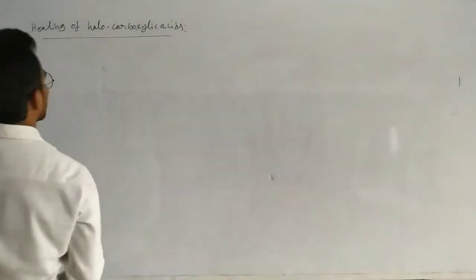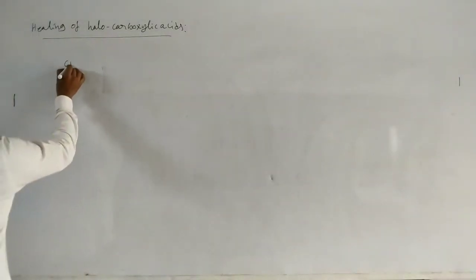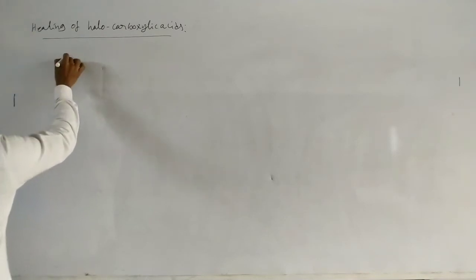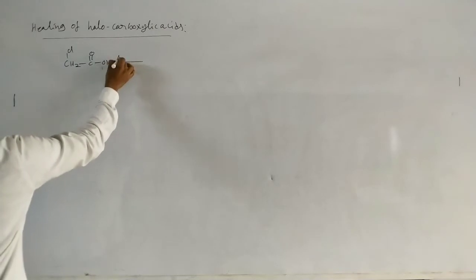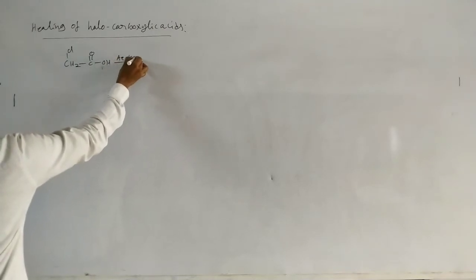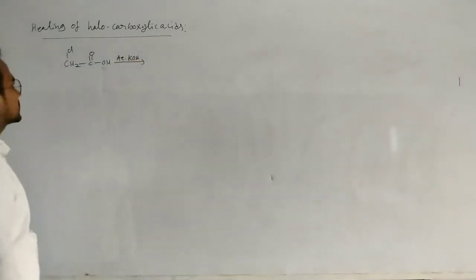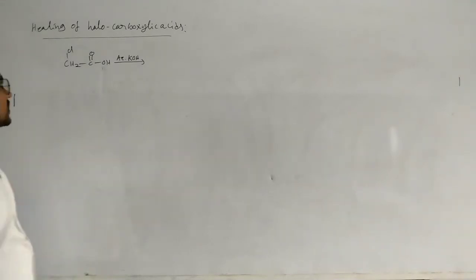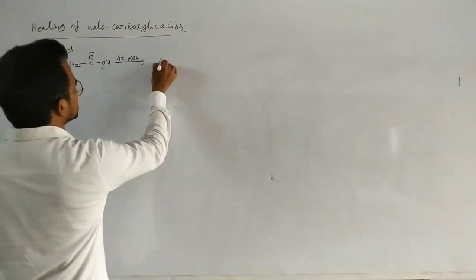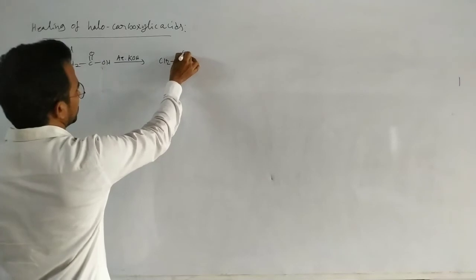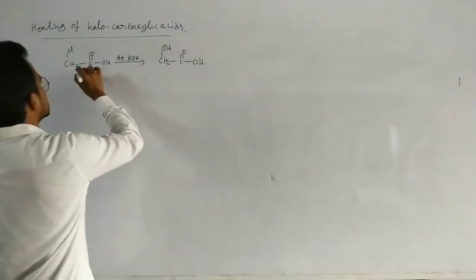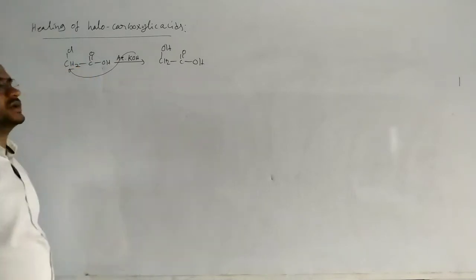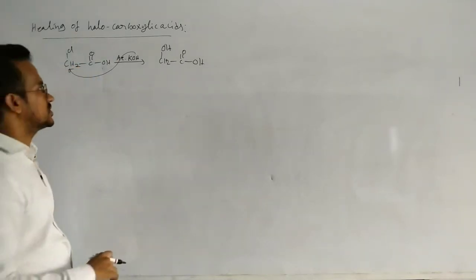Heating of halo carboxylic acids. So here, ClCH2C double bond OH, suppose this one on treating with aqueous KOH. On heating with aqueous KOH, just substitution takes place: OH, and here the Cl minus is replaced by the OH minus. It is a nucleophilic substitution reaction.